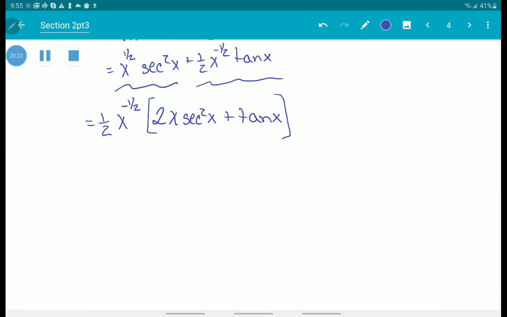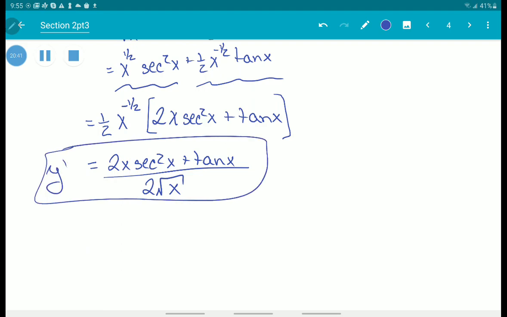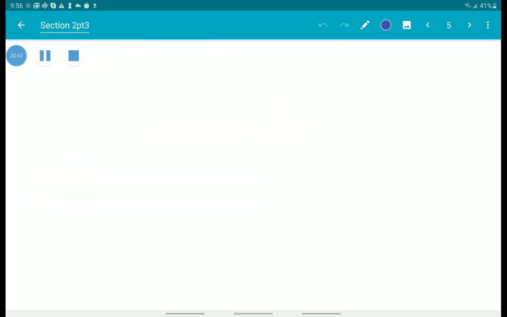And then we could actually rewrite this, clean it up just a little bit more. That 2 is in the denominator, and this guy belongs in the denominator also. I'm going to write out square root of x. So there is our derivative. So let's do another example. Suppose that the directions are different.